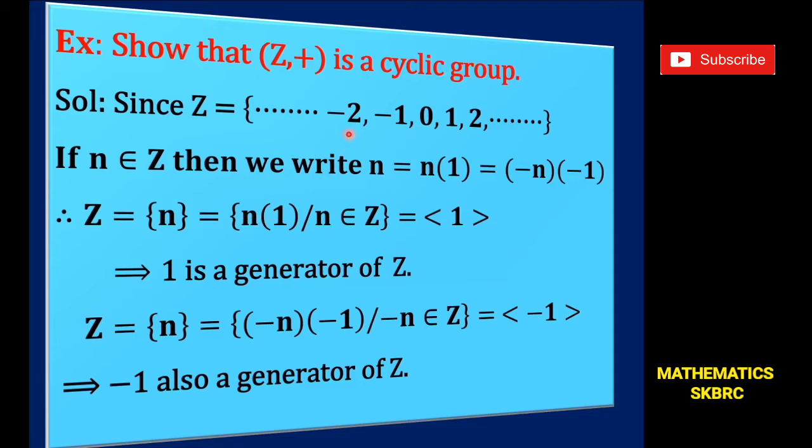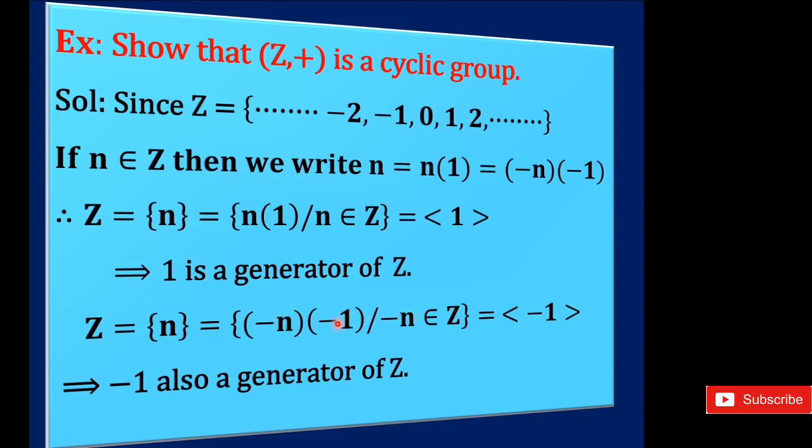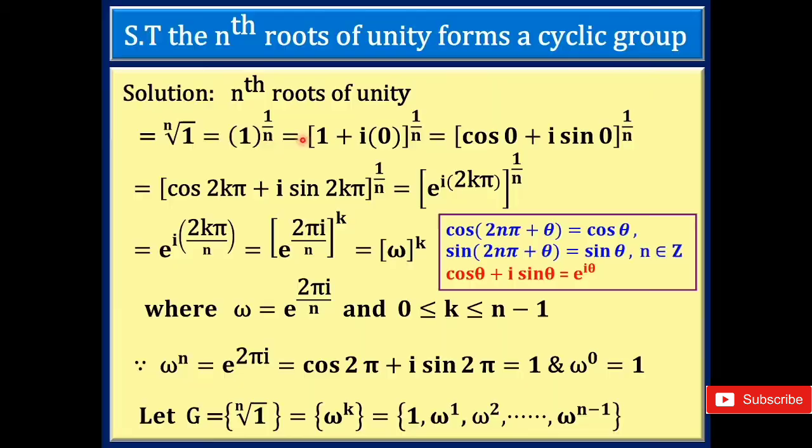So this means every element of Z is a multiple of 1, then the single element 1 is known as a generator. It can be written as this and 1. Therefore, 1 is a generator of Z, Z is a cyclic group. Similarly, we write minus 1. Minus 1 is also a generator of Z. This is an example for an infinite cyclic group.